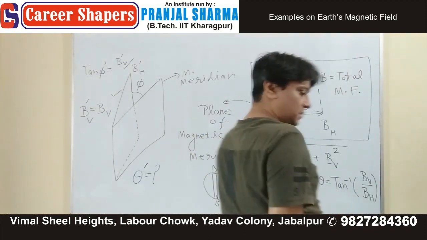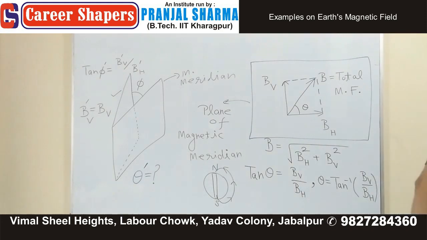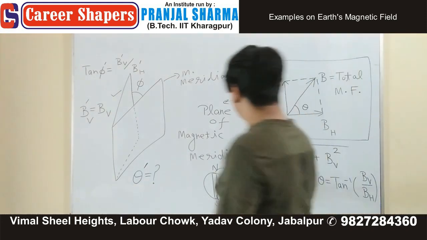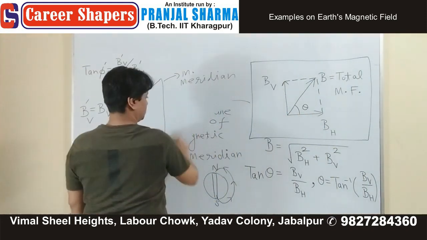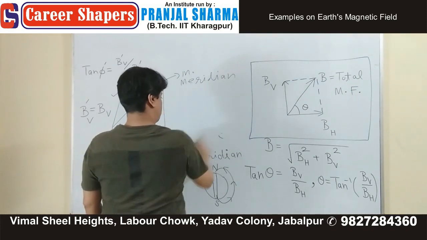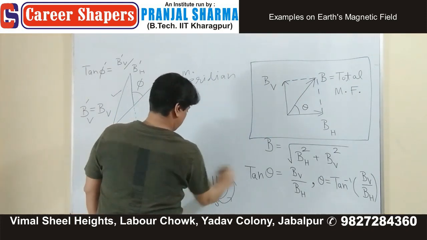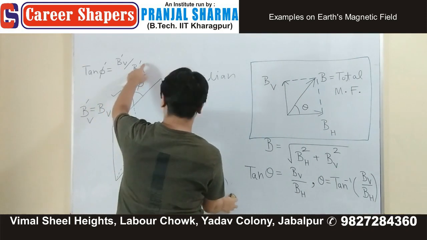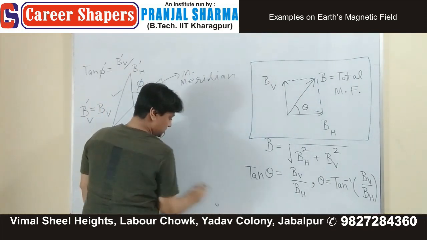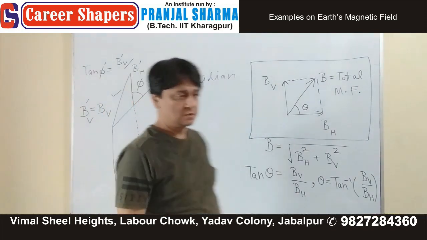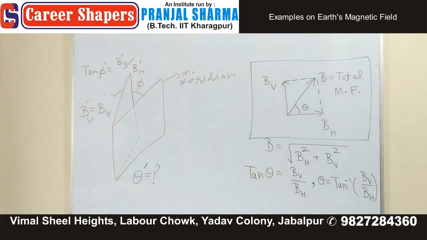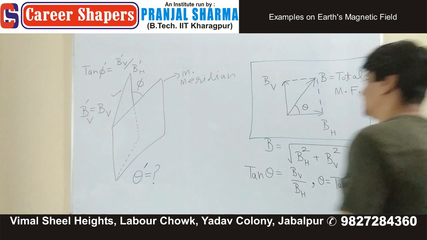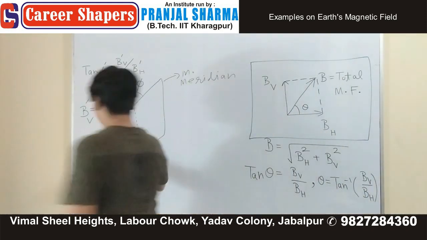So if I say that the vertical component is not going to change, then it's the horizontal component which is going to change. Now just find out the value of BH dash and write this in the comment box. Just write the value of BH dash, which in itself is an objective question. They won't ask you anything.